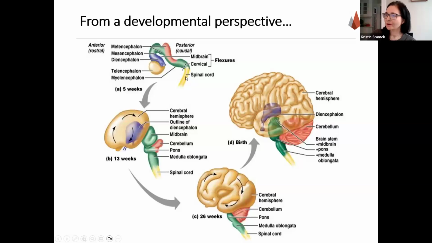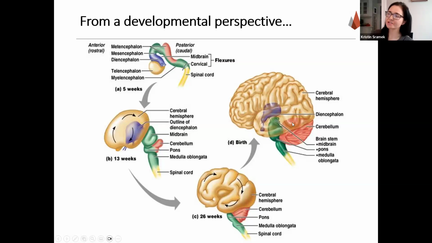So here we have that neural tube at 5 weeks, and then at 13 weeks, you can see how those folds begin to turn into larger regions. And then we have the continued growth, in particular of the forebrain and the hindbrain. The midbrain in particular is quite small. You can kind of see that over here at birth. The midbrain is quite tiny.